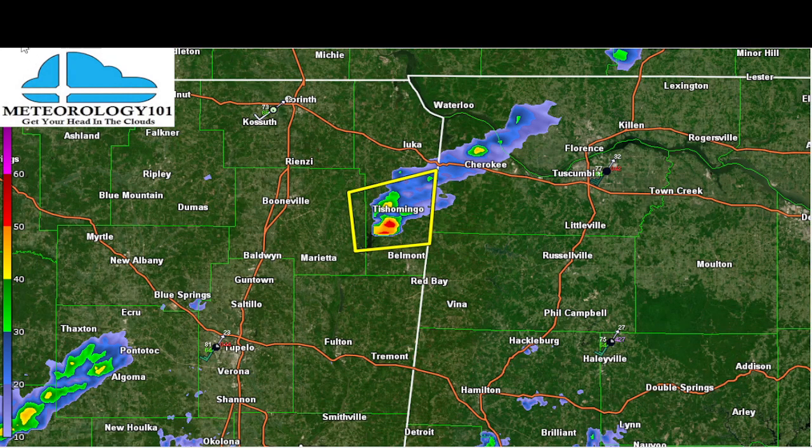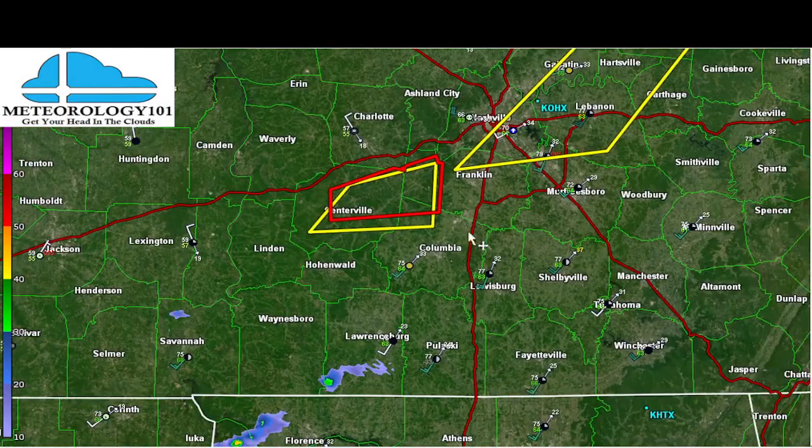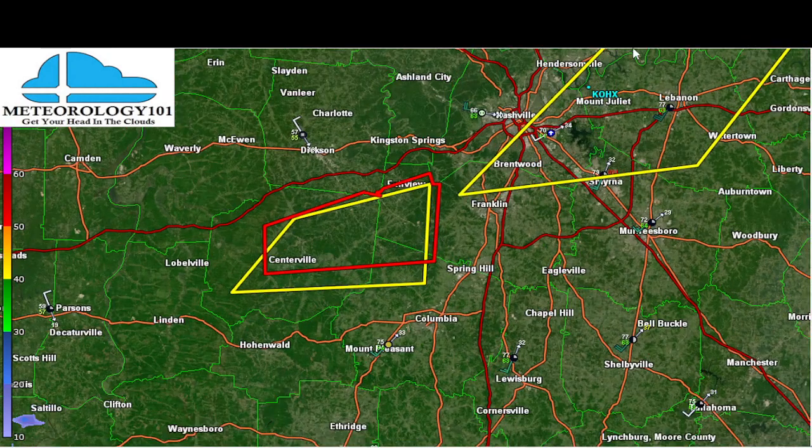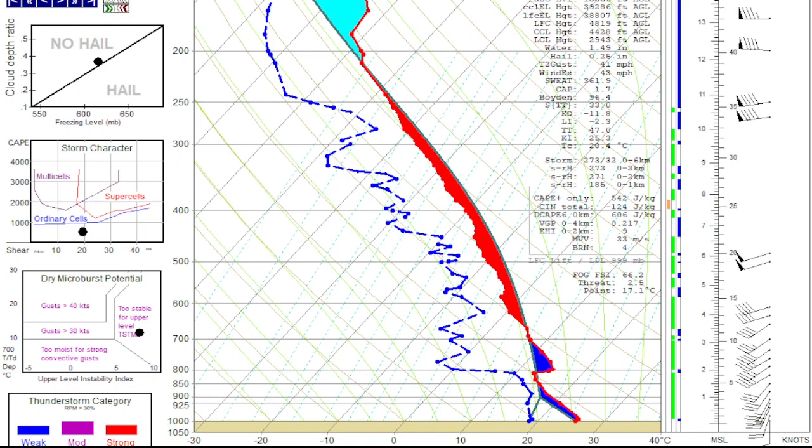Let's go back up. We're already in this tornado warning in Tennessee. Let's go look at that one again. Let's go pull some soundings. I'm gonna see what kind of stability we got right there in Tennessee. Let's go Knoxville area. See what we got for our soundings.